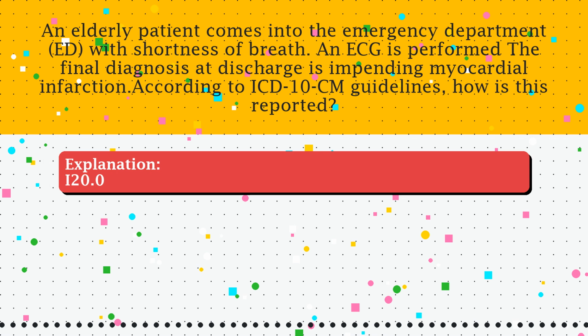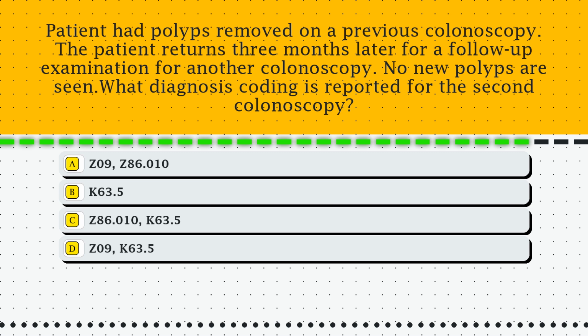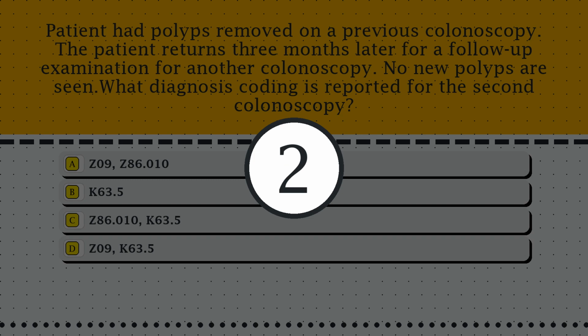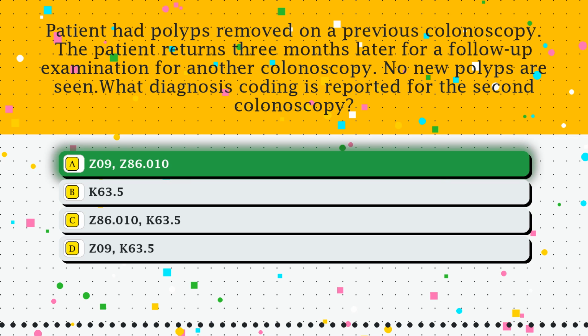Question 23. Patient had polyps removed on a previous colonoscopy. The patient returns 3 months later for a follow-up examination for another colonoscopy. No new polyps are seen. What diagnosis coding is reported for the second colonoscopy? Option A, Z09, Z86.010. Option B, K63.5. Option C, Z86.010, K63.5. Option D, Z09, K63.5. The correct answer is option A, Z09, Z86.010.